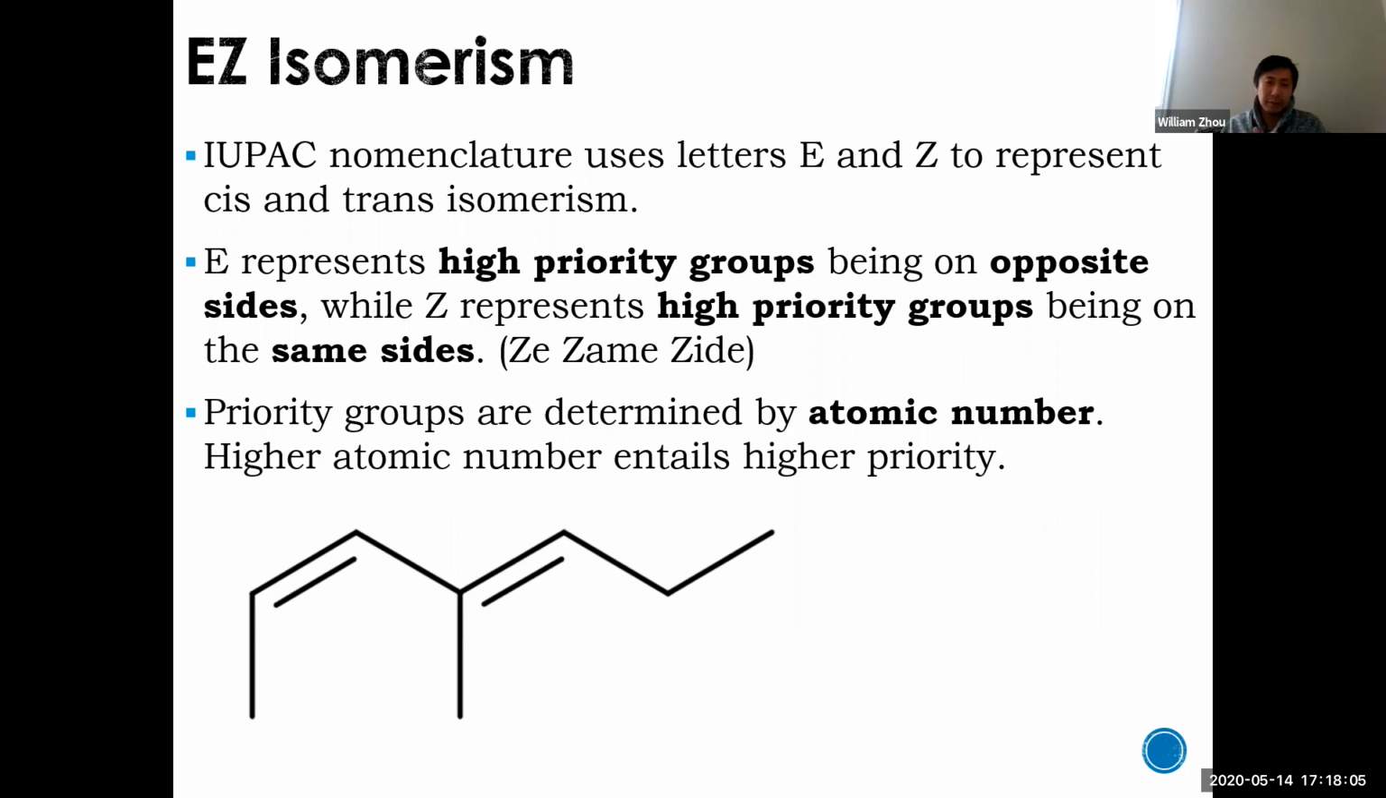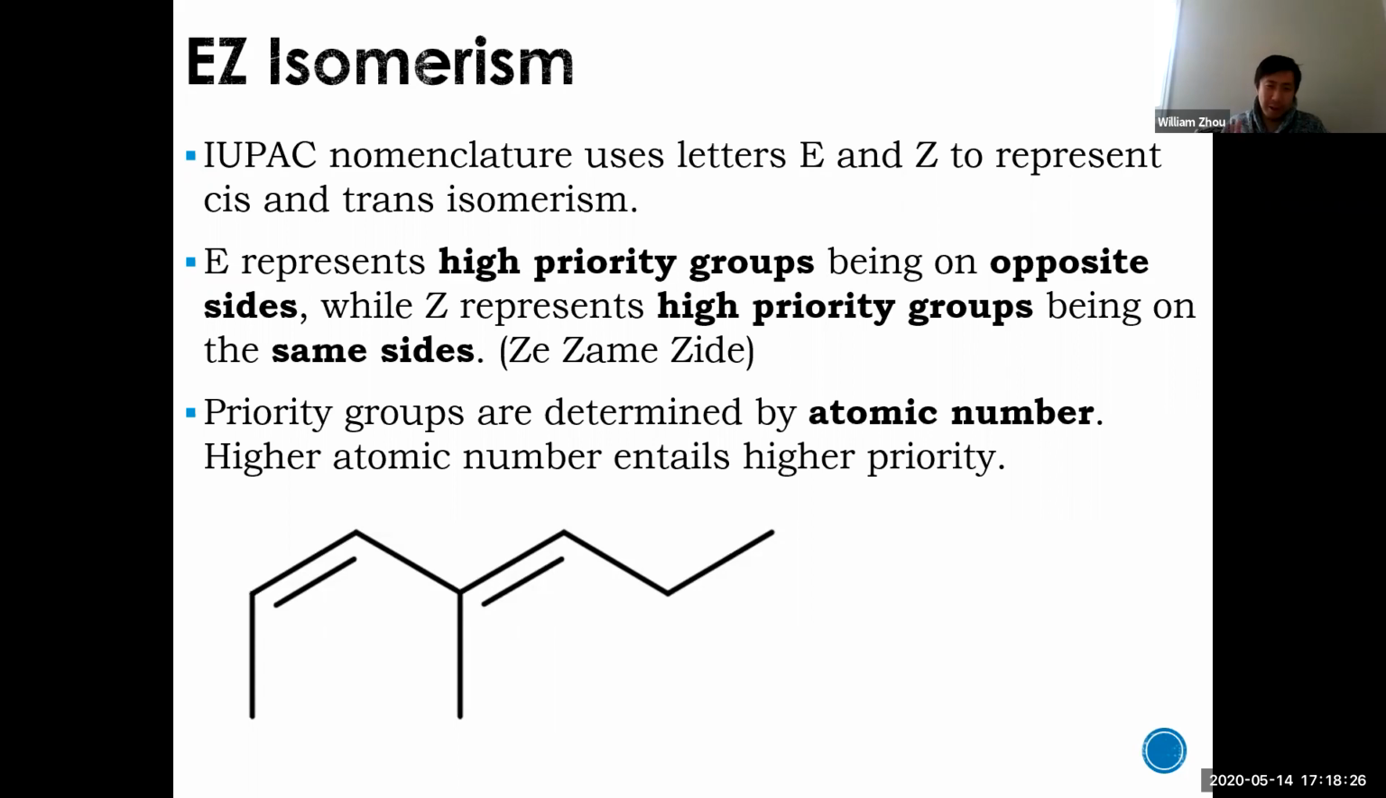E means that the high priority groups are on opposite sides. I'll explain what a high priority group is later. On opposite sides, you have E, whereas Z, the high priority groups are on the same side. So how do you remember which is which?